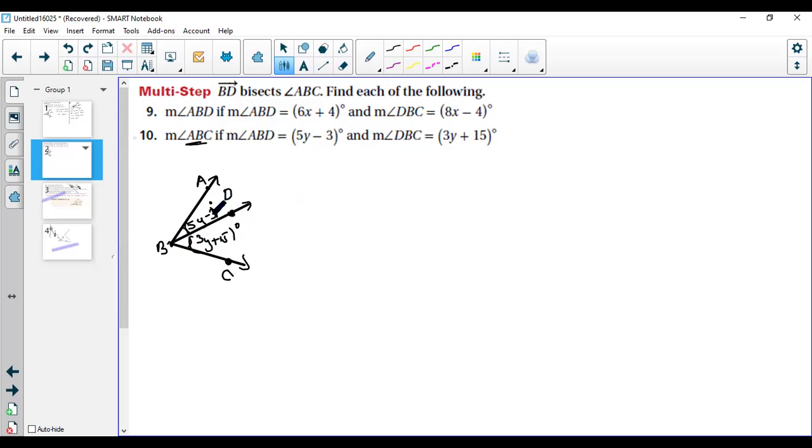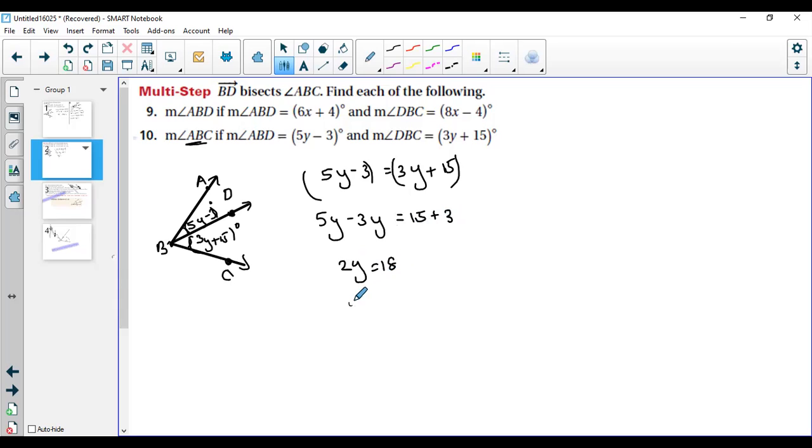Okay, so to start with, of course, we need to find the value of y first. So to find the value of y, I could say 5y minus 3 equals 3y plus 15, right? Because both of them are equal. So the next thing is you have to solve for y. So 5y minus 3y is going to be 15 plus 3. So that's going to give you 2y equals 18. y is going to be 18 over 2. y is going to be 9. So the value of y is 9.